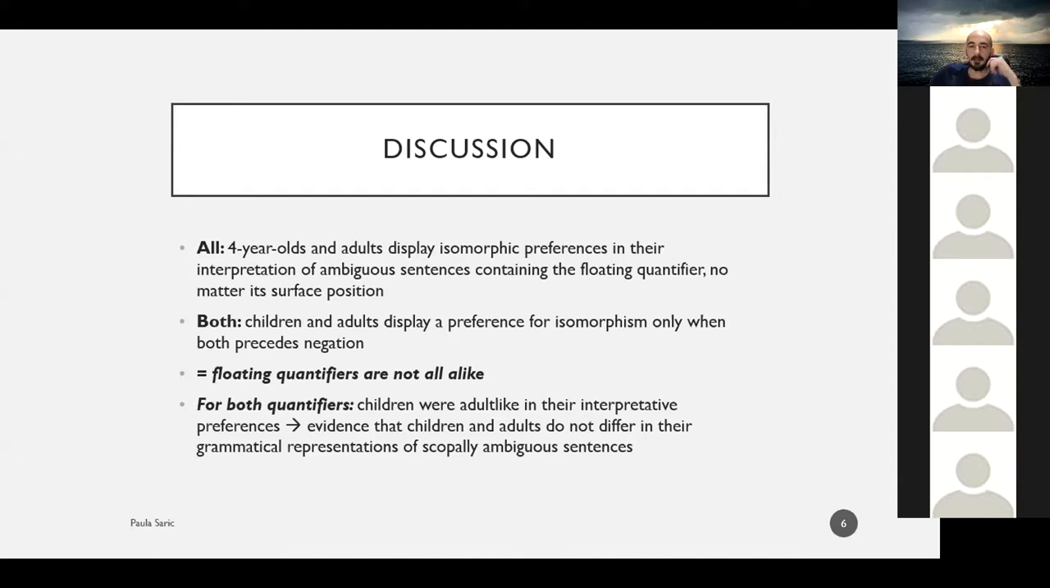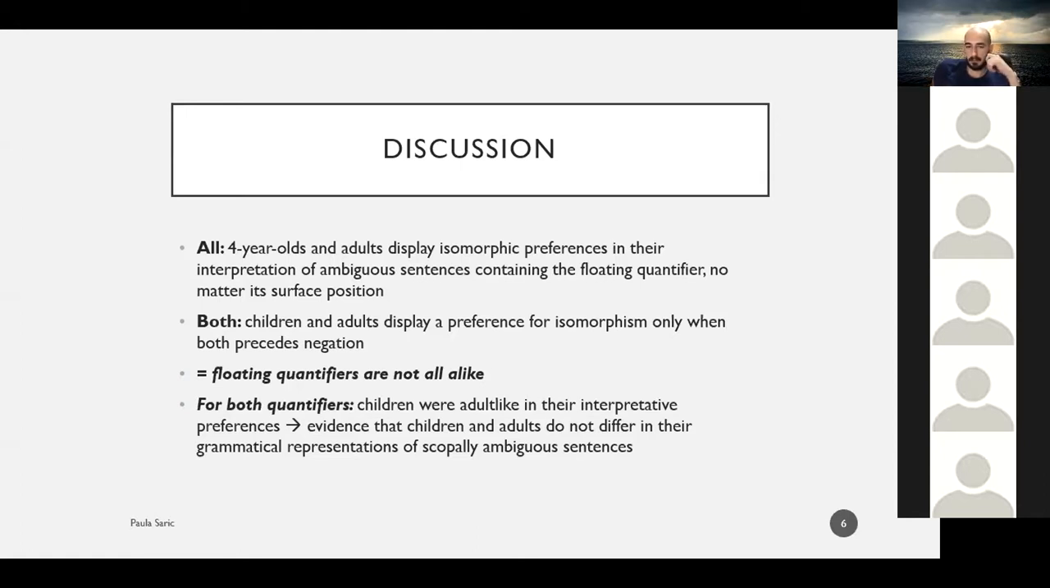Additionally, Tieu showed that when these factors are held constant, 4-year-olds and adults display isomorphic preferences in their interpretation of ambiguous sentences containing the floating quantifier all. In the case of both, children and adults display a preference for isomorphism only when both precedes negation. And for both quantifiers, one can say that children and adults display the same interpretative preferences and therefore do not differ in their grammatical representations of such scopally ambiguous sentences.